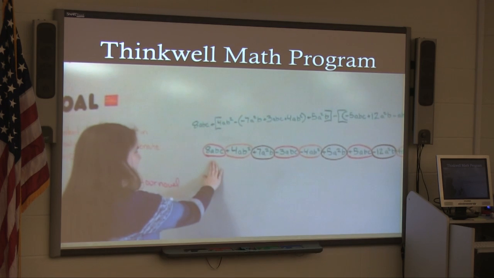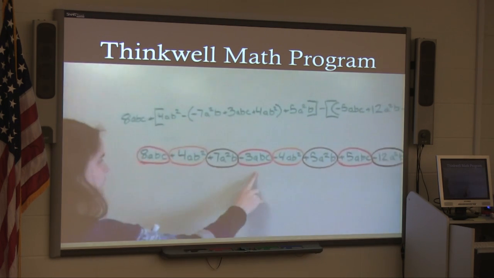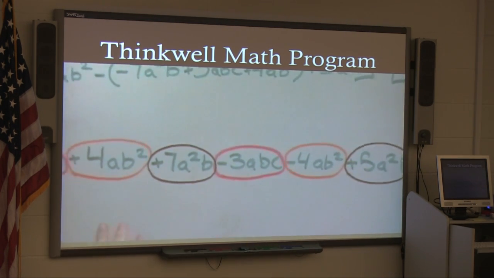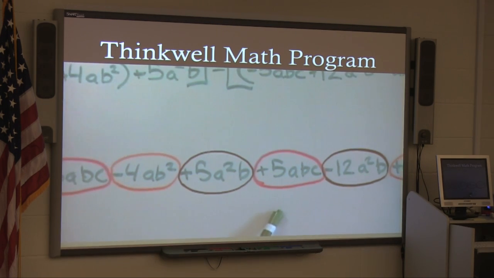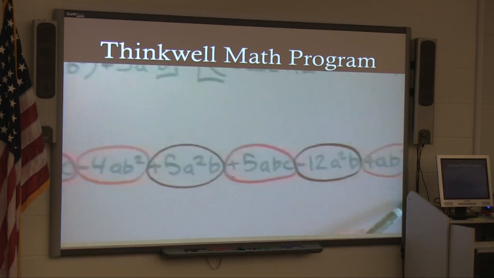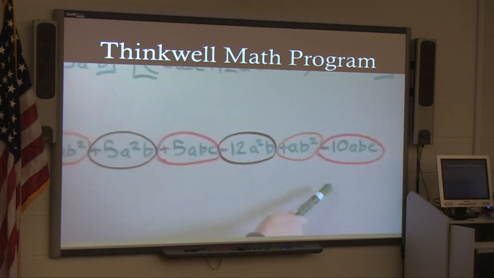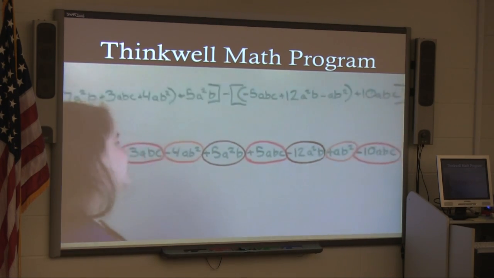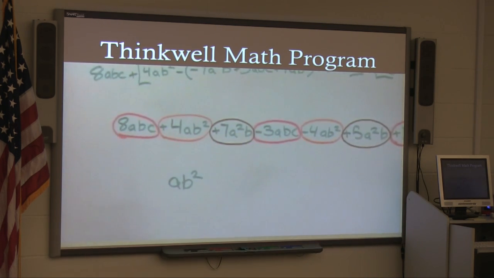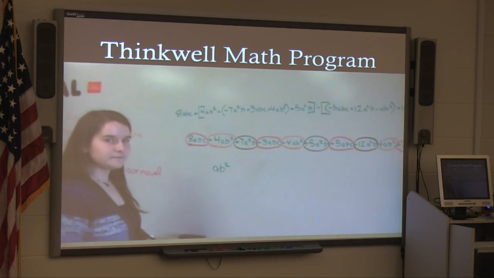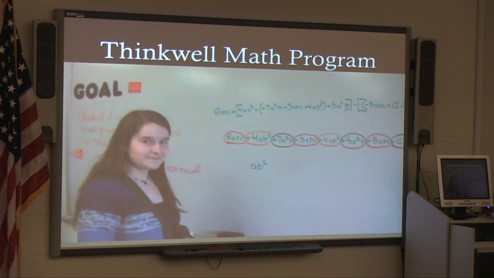Simplified, 8ABC minus 3ABC would be 5ABC. Plus 5ABC is 10ABC. Minus 10ABC would be no ABCs. So then we move on to the next one. So the answer is just AB squared. Thank you very much, Elizabeth.